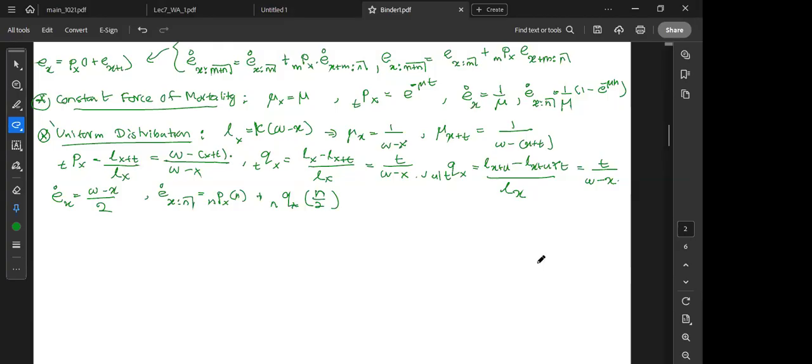So we can start from where we left off. And the other two were using Gompertz's law to modify the force of mortality. That means the force of mortality was defined using 2 constants.